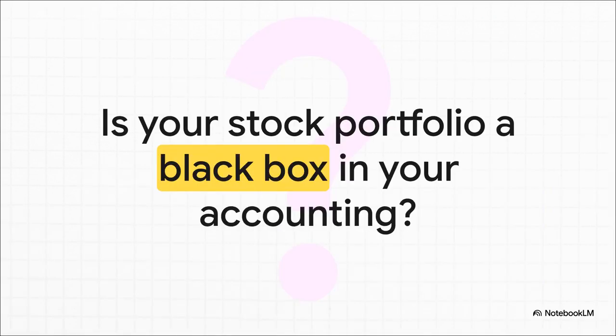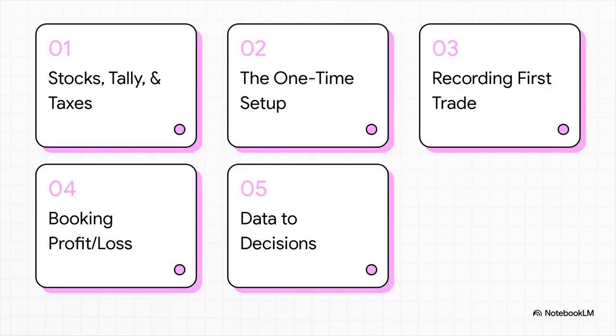I mean, does this feel familiar? You're buying shares, you're selling them, but when you sit down to actually record it all in Tally, it just feels like a total black box. It's a super common problem, and it almost always leads to major headaches down the road, especially at tax time when you're trying to figure out what's a short-term gain versus a long-term one. But don't you worry, we've got a super clear roadmap for you today.